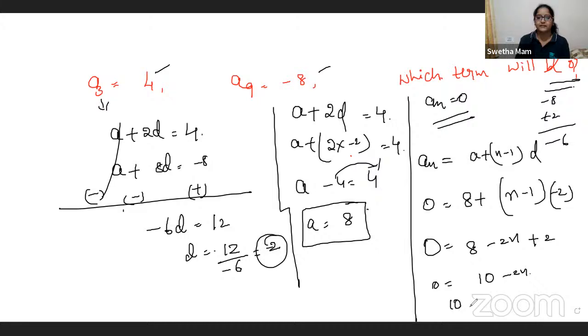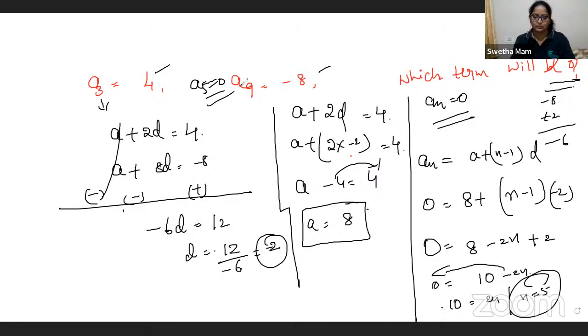Or we can write 10 is equal to 2n, right? So then n is equal to 5. So the fifth term is 0. Okay. So the fifth term, in between these two. The fifth term, A5, is 0. N is equal to 5, right? Got it, children?